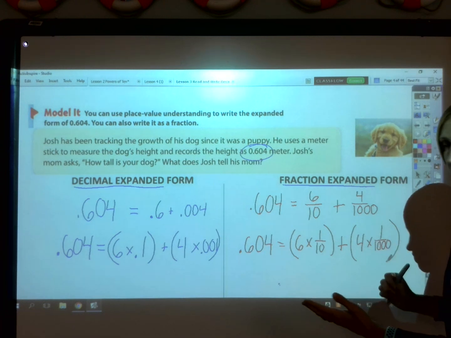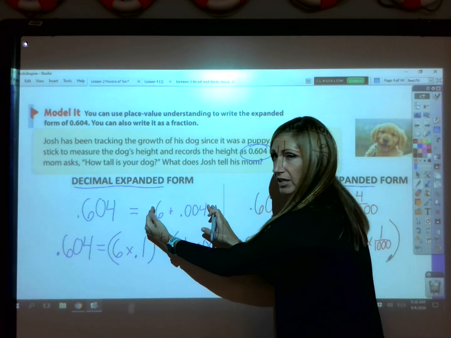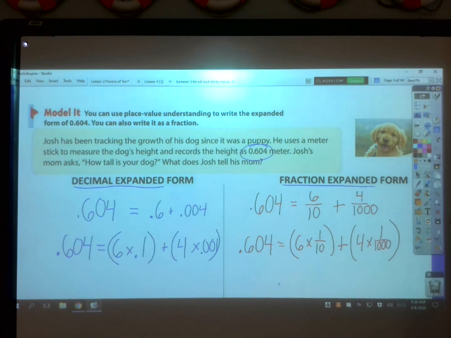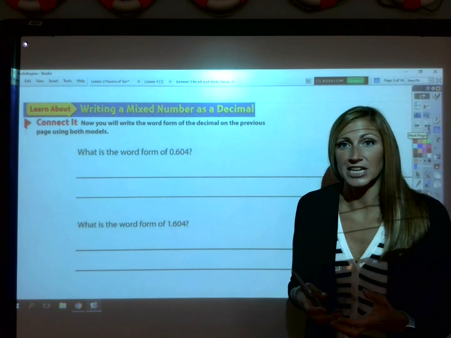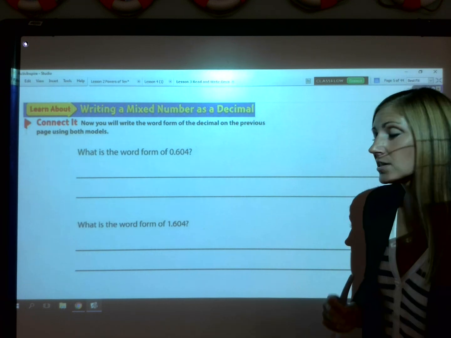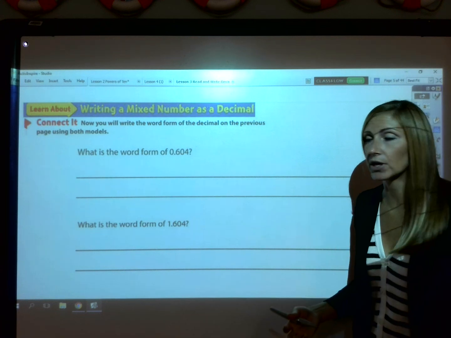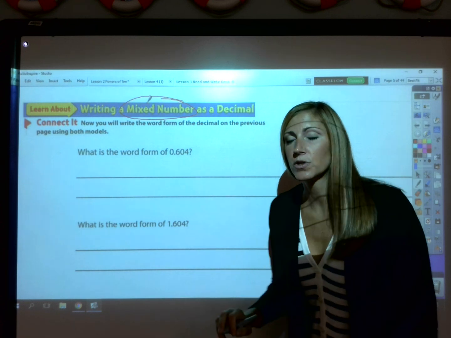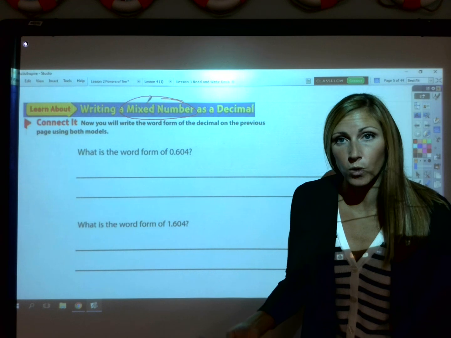So this is expanded form. Decimal version, fraction version. A little bit expanded, all the way expanded. Okay? So now let's take this and start writing our decimals in word form. So practicing a little bit here. This is different because we're going to start moving on to what if there's a whole number. In other words, you can write them as mixed numbers. The difference between a fraction and a mixed number is there's a whole, okay?